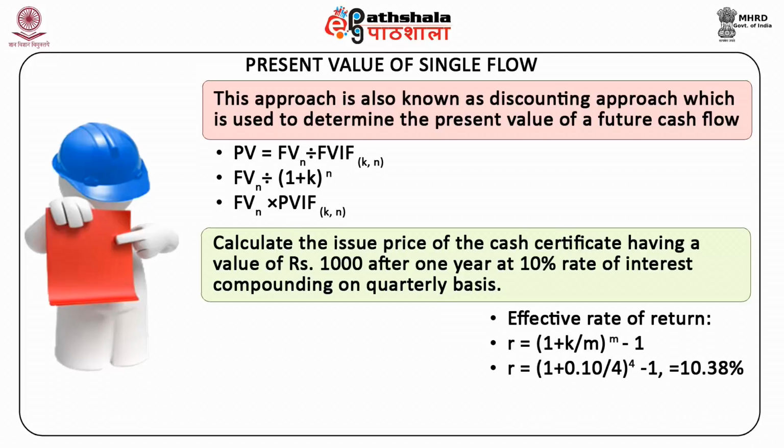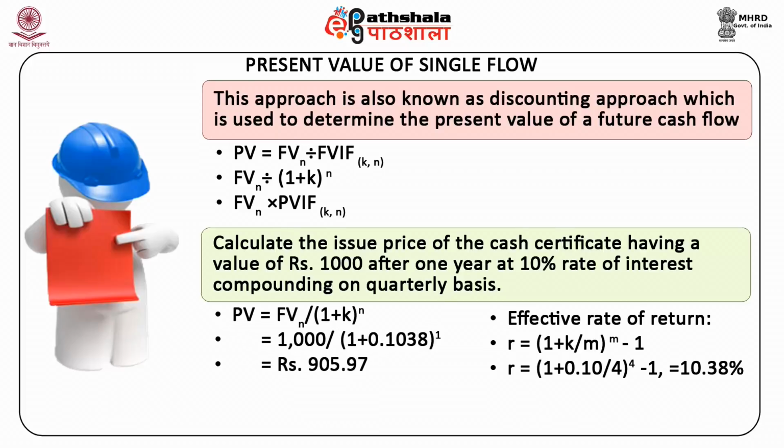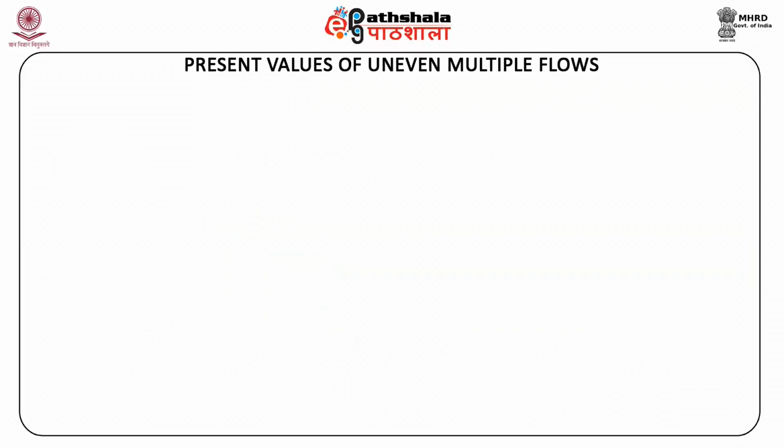The issue price of the cash certificate, the present value, is equal to future value divided by (1 plus K) raised to power N, which is 1000 divided by (1 plus 0.108) raised to power 1, which simplifies to rupees 905.97. If the project earns multiple inflows, then aggregate the present value of all cash flow streams, and the project is said to be viable only if the present value of the cash inflows exceeds the present value of cash outflows.